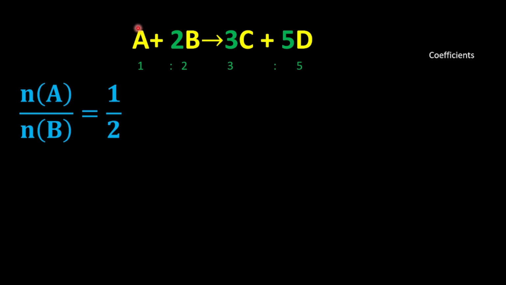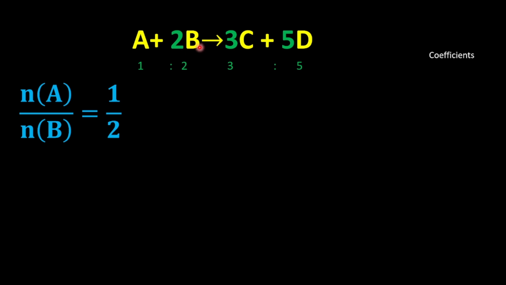So the first one, we have to write between A and B. Let's look at how we can write the mole ratio. We are going to use n of A, which means the mole of A, all over the mole of B. Considering the mole ratio or the coefficients here, we equate that to 1 is to 2. That is 1 coming from A, then we have B giving us 2. So n of A over n of B is equal to 1 over 2.